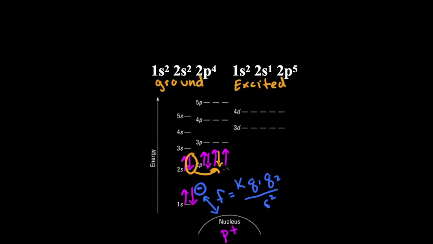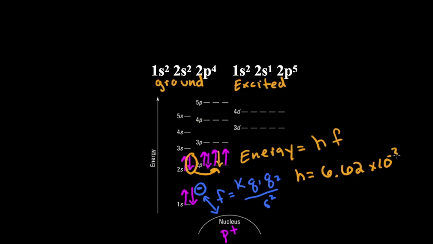And in order to take an electron from this 2s to move to this 2p over here, we have to put in some energy. And that energy is going to be equal to h, which is Planck's constant, times f, which is going to be the frequency. And h, they're going to give you h on the equation sheet, and h is going to be equal to 6.62 times 10 to the negative 34, and that's going to be meters squared times a kilogram per second.